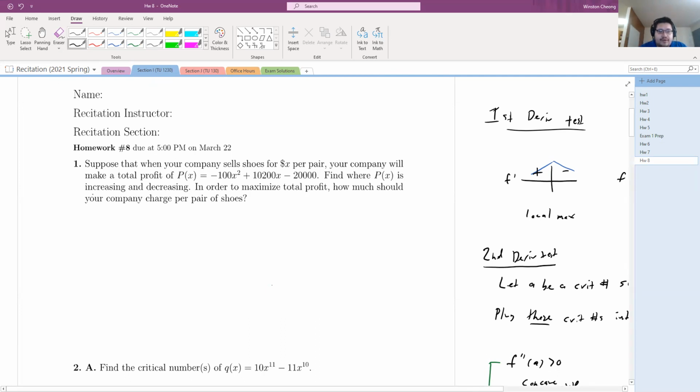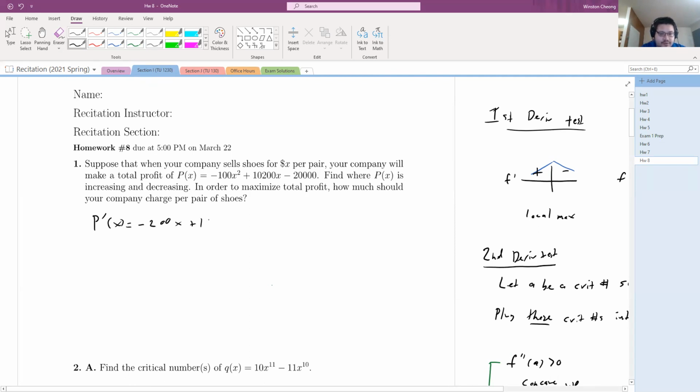All right. So we have a profit function, and we want to figure out when the profit is increasing and decreasing, and we want to maximize the total profit. So increasing, decreasing, once you hear those words, you should immediately think first derivative. I'm going to use the first derivative. And so let's go ahead and calculate the first derivative. So that should be straightforward.